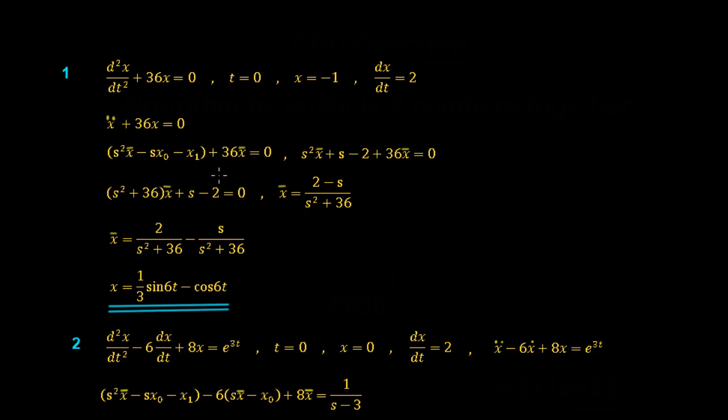We take out the common factor of x bar, leaving us with s squared plus 36, x bar, plus s minus 2 equals 0. We can then transpose for x bar, which equals 2 minus s all upon s squared plus 36. We split this into component parts, 2 upon s squared plus 36 minus s upon s squared plus 36, and when we do the inverse transform, we get 1 upon 3 sin 6t minus cos 6t.